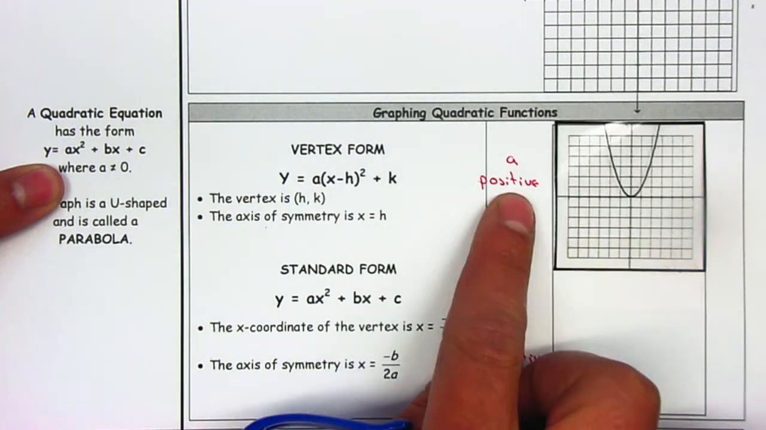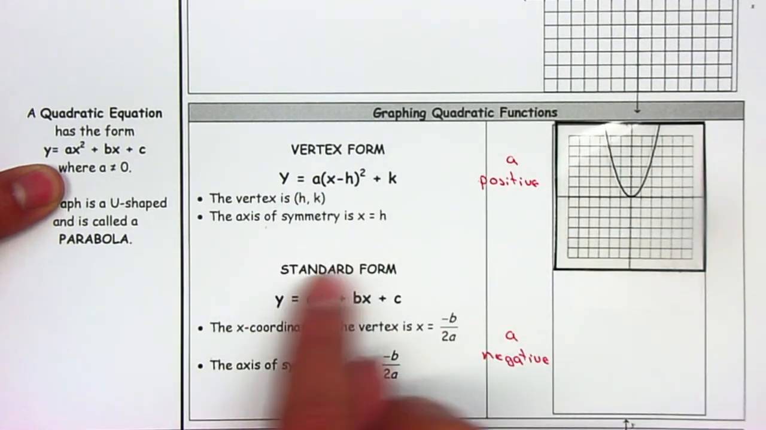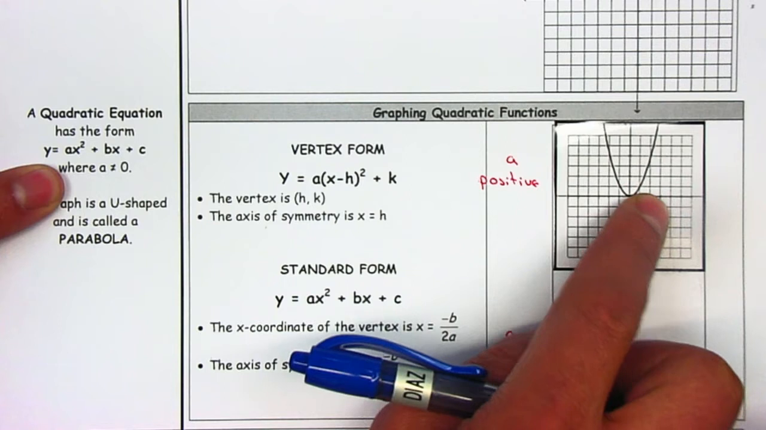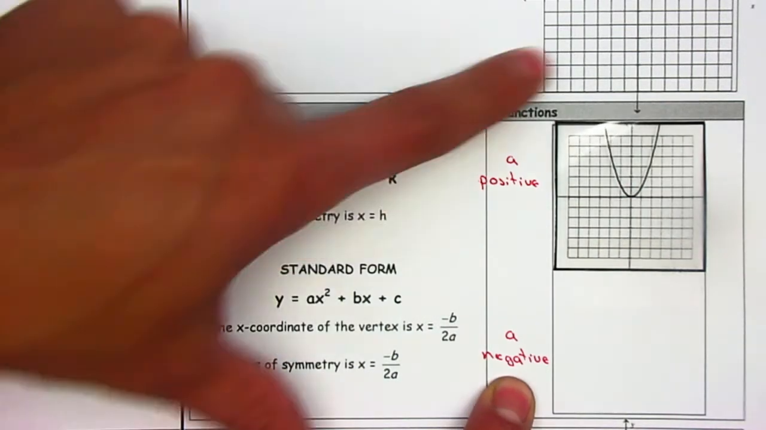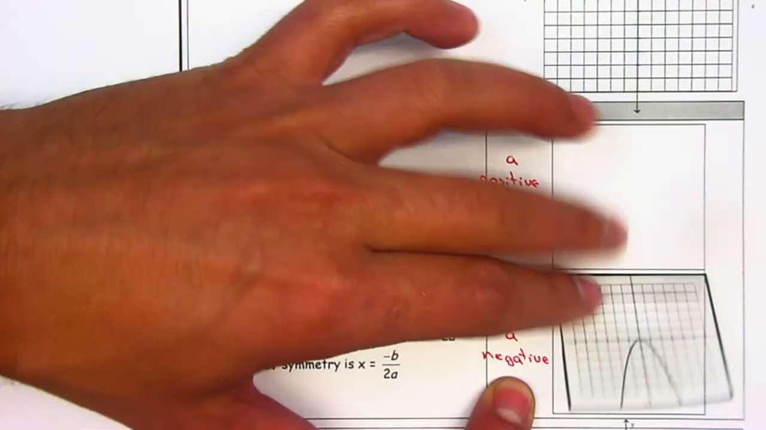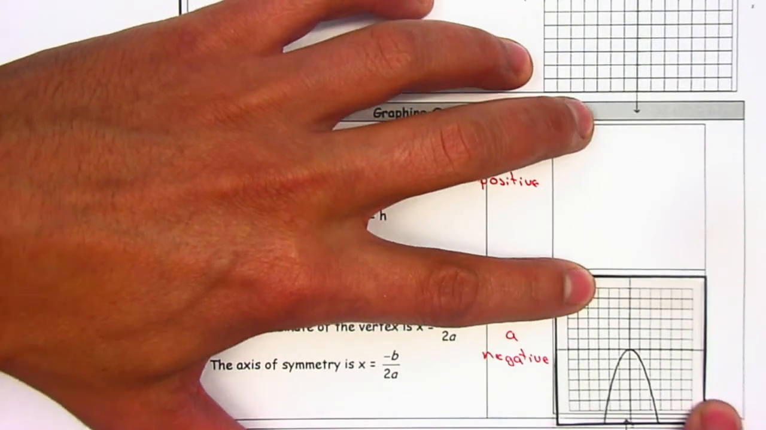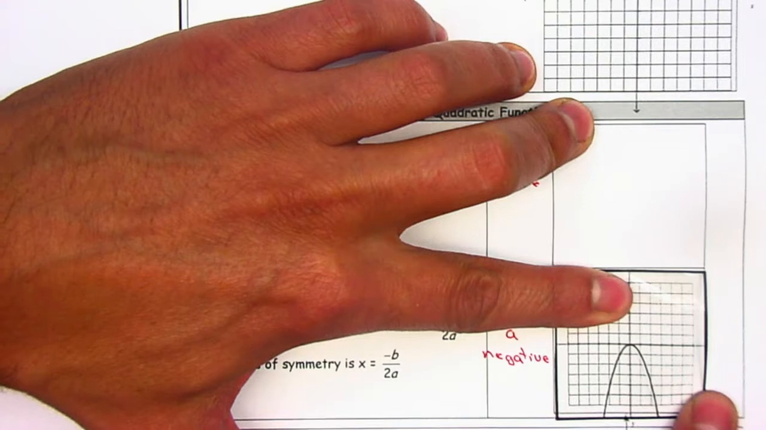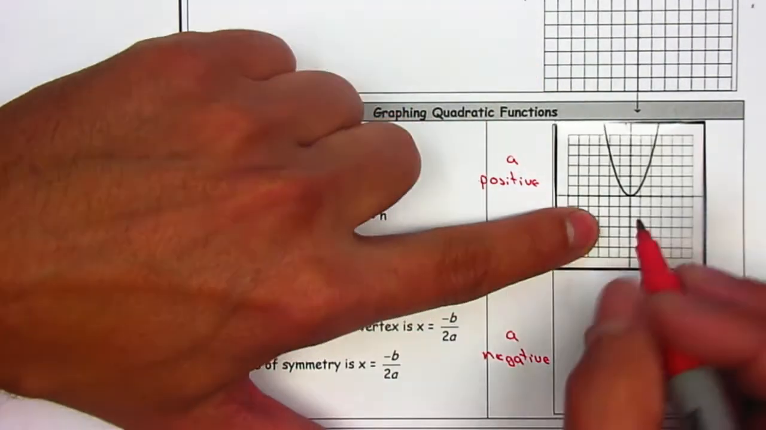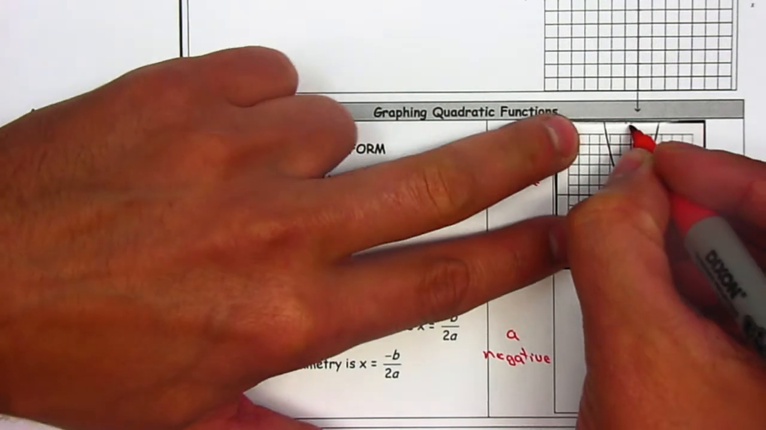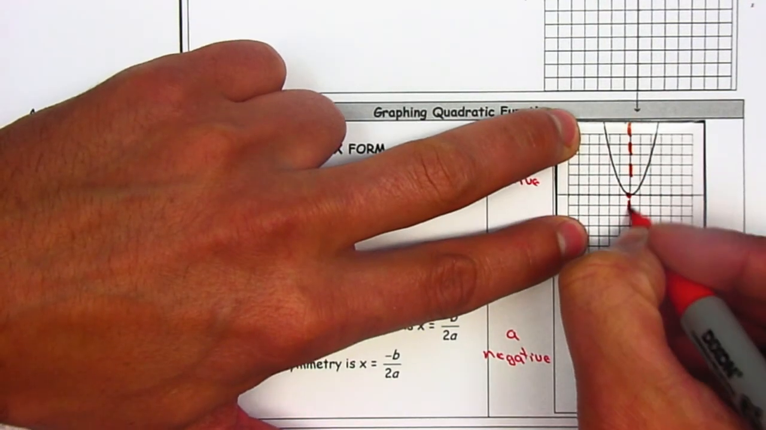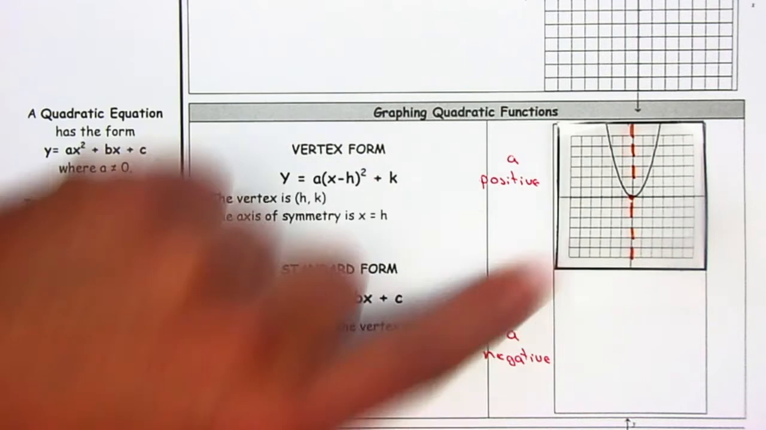We have a parabola. If the value of a on either one of those two forms is positive, we know the parabola will be facing up. If the value of a is negative, we know that our parabola will be flipped and will be facing down. We are going to have the same components as the absolute value. We're going to have a vertex, and we're also going to have our line of symmetry.